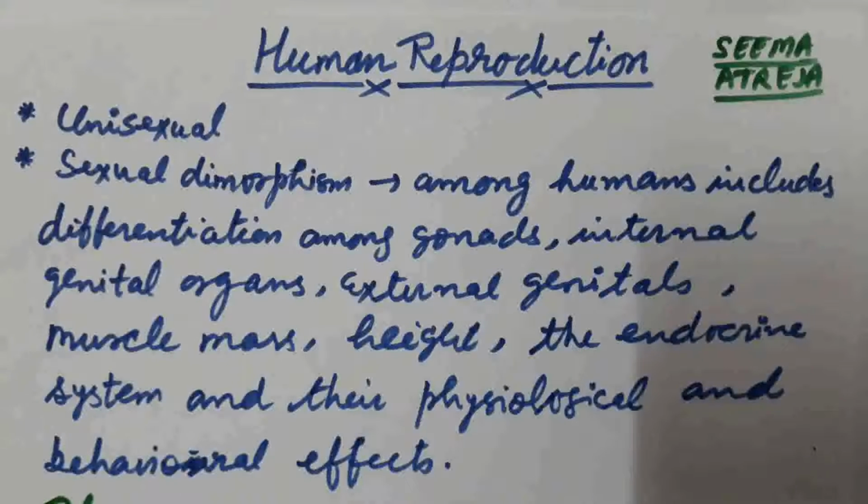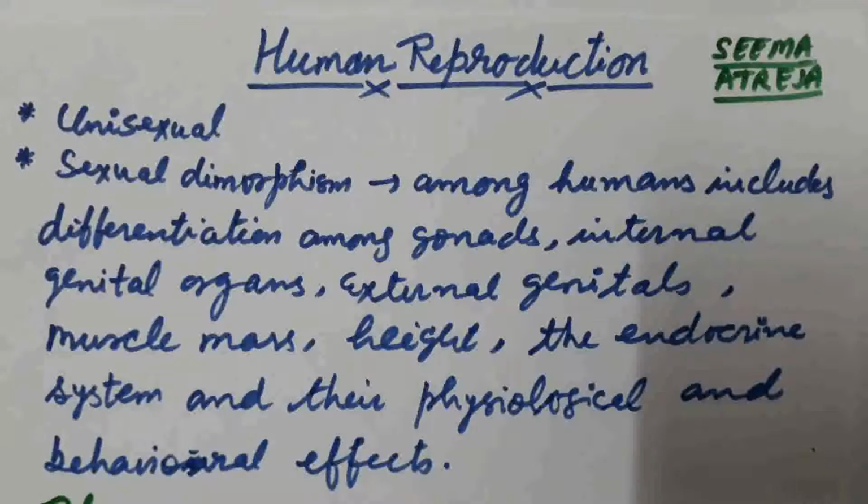What do you mean by unisexual? One type of organism consists of only one type of reproductive system. It means male consists of only male reproductive system and female consists of only female reproductive system. They are differentiated among their gonads, as male consists of only testis in the form of gonads and female consists of ovary.